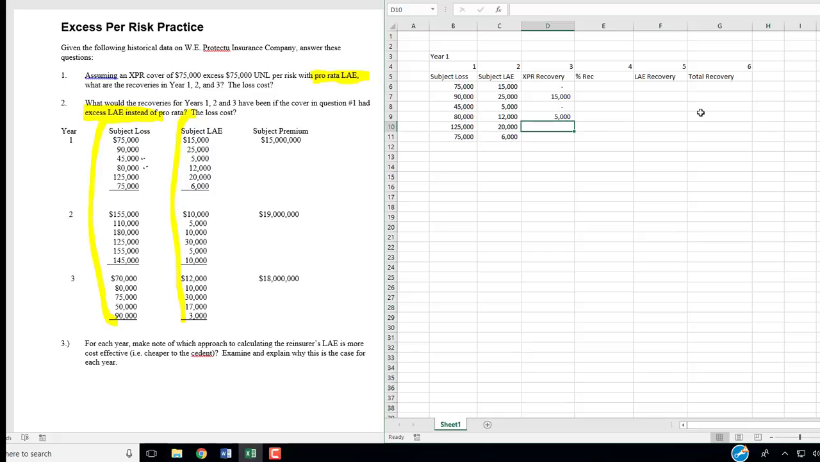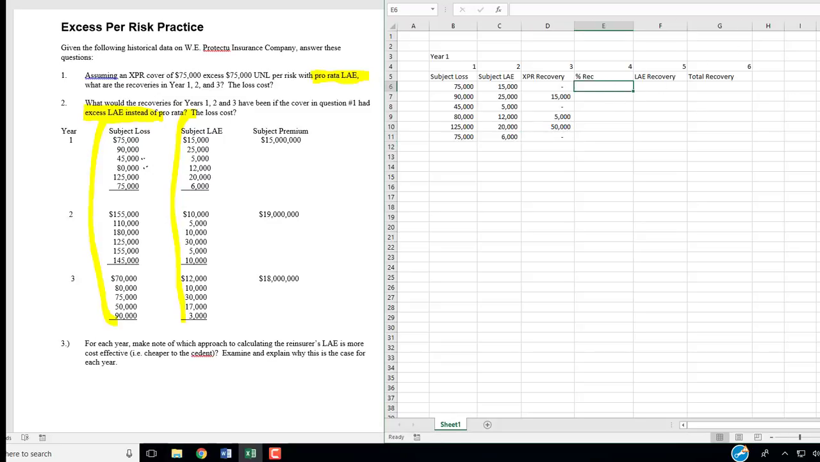What about our 125,000? So it's 125,000 minus 75,000. It does not go over the $150,000 attachment point past the reinsurance coverage. And so that's 50,000. Another way we could check that is if we come up with a number over 75,000, since the cover is only 75,000, that would tell us that we need to max it out at 75. And then our last loss is again 75,000, so that's a 0 recovery.